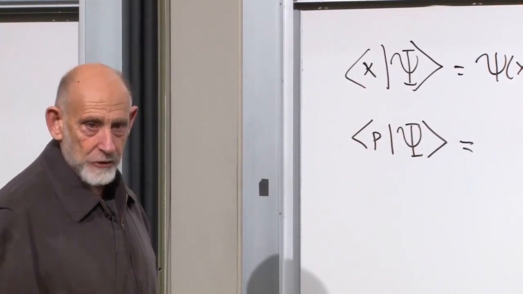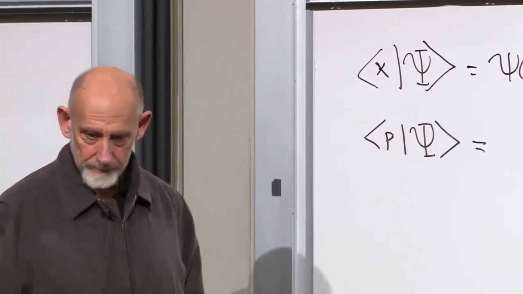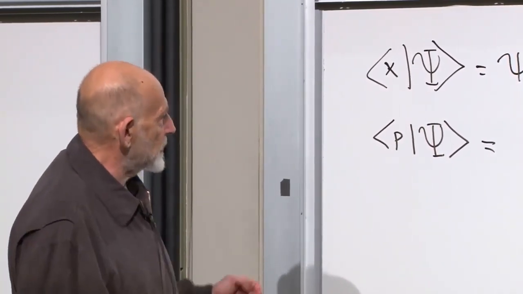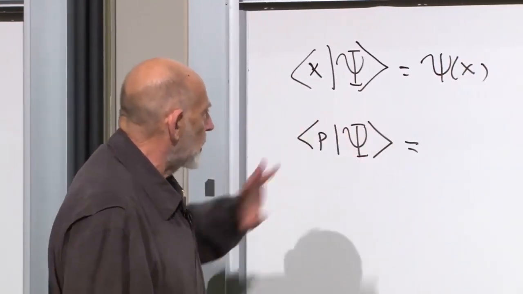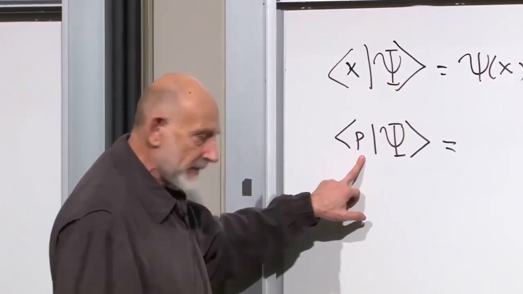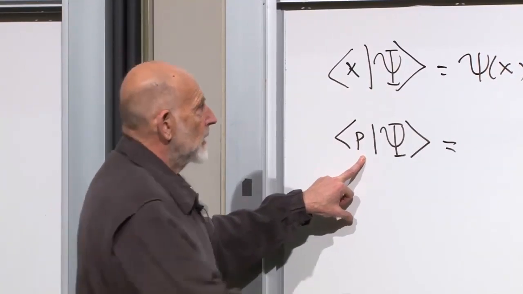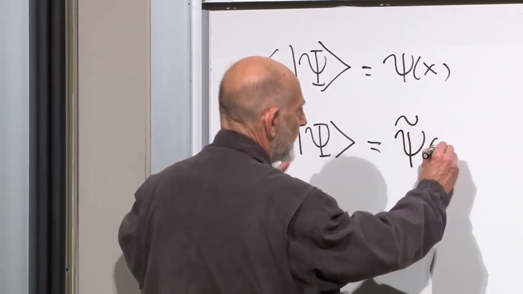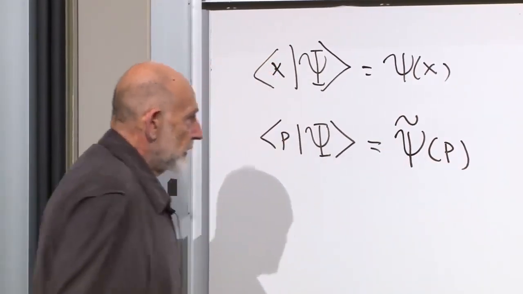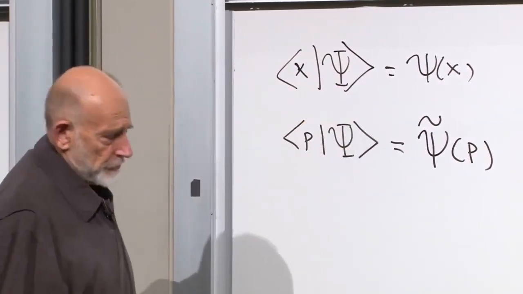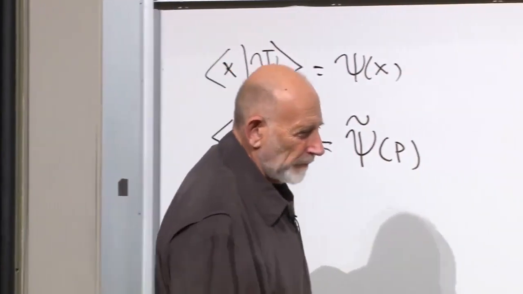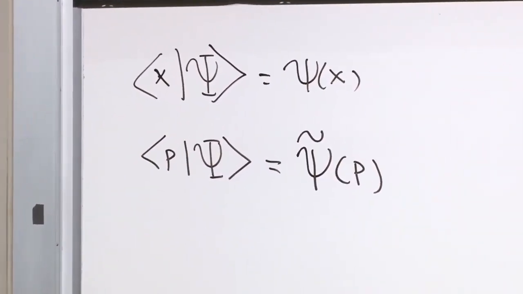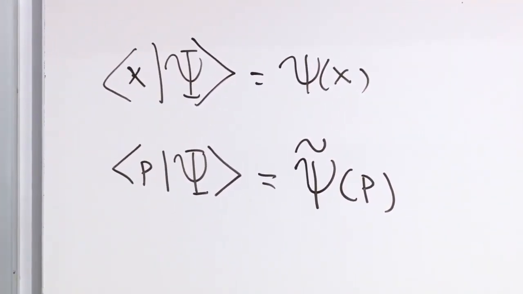Okay, it's not a function of x, so it doesn't look like a wave in space, but it's called the wave function, and it's a function of momentum. What is it? Let's give it a name. Let's call it psi twiddle of p. I use the twiddle notation just to remind you that it's a different animal from the x wave function.